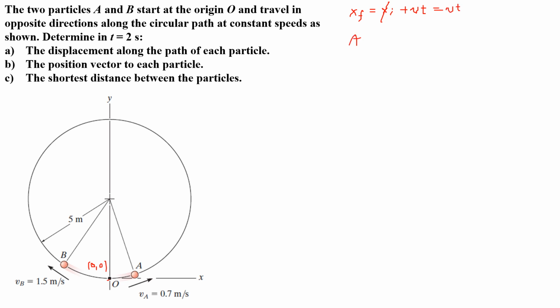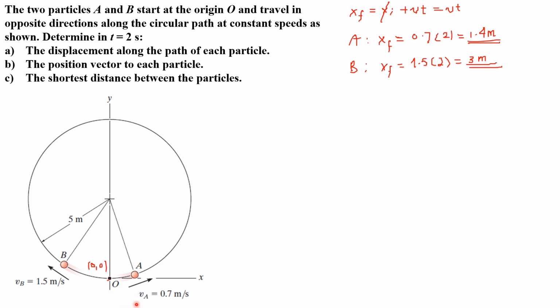For particle A, the final position x_f would be the velocity, 0.7, times the time, 2 seconds, so we will have 1.4 meter. And for B, the final position would be the speed, 1.5, times 2, which is 3 meters. So these are the displacements for each particle from the origin.